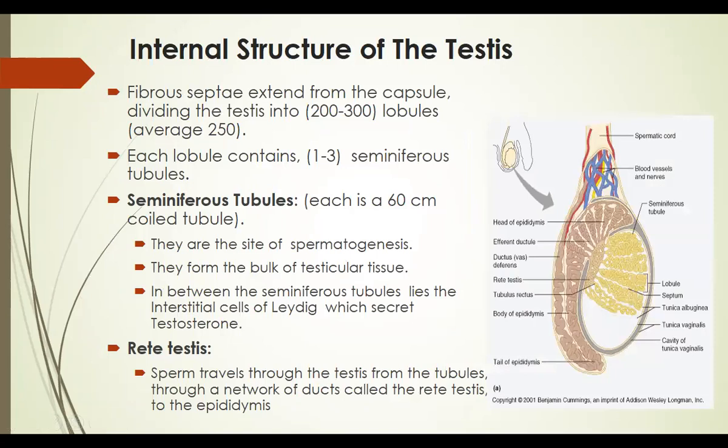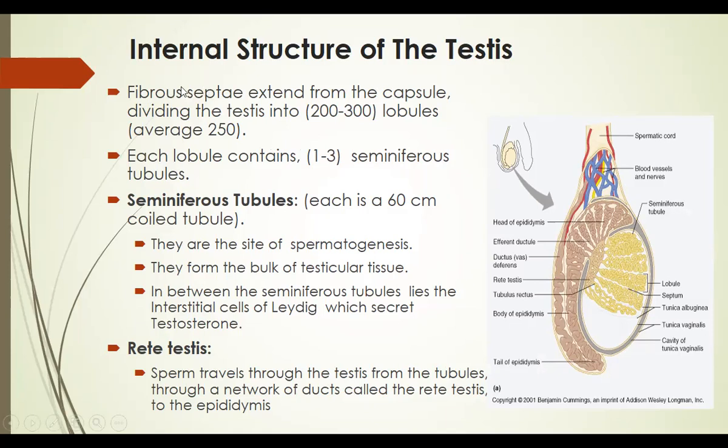The internal structure of the testis. Now coming to the internal structure, we will study what can be seen with the naked eye. The microscopic structure you will study in histology. Here we'll confine ourselves to that part which can be seen even with a hand lens. So this is a section taken through the testis and the epididymis. These are the structures you can see.